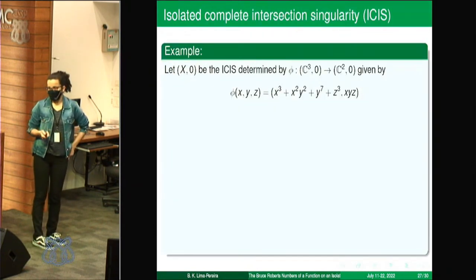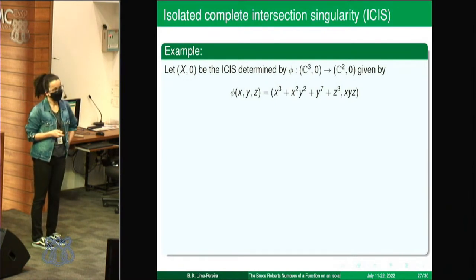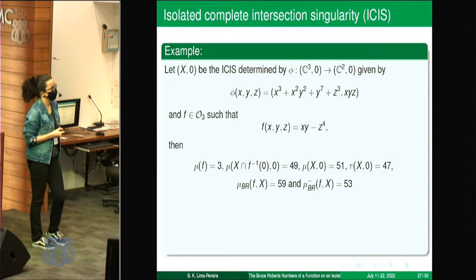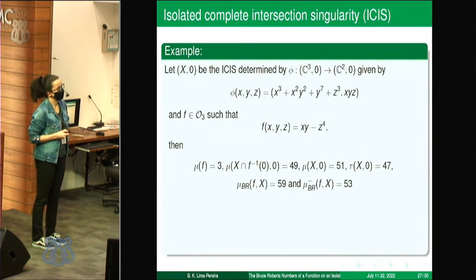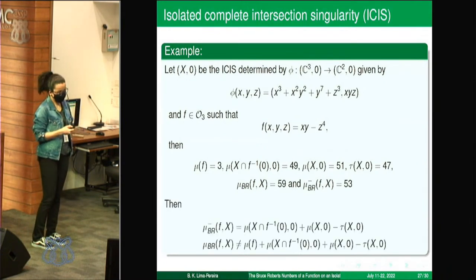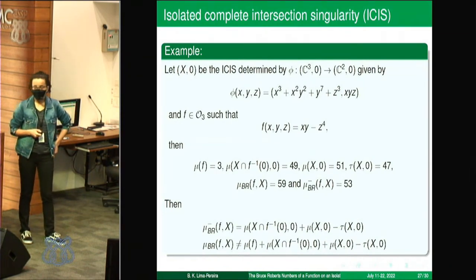And again, we have a question. If X is an ICIS, what is the relation? So we have this example. We consider the ICIS determined by this map germ, and we consider this function f, and we calculated the Milnor number of f, the Milnor number of the fiber, the Milnor number of the ICIS, the Tjurina number of the ICIS, the Bruce-Roberts number, and the relative one. And we have that the relation for the relative Bruce-Roberts number in this example is true, but the relation for the Bruce-Roberts number is not true in this example.